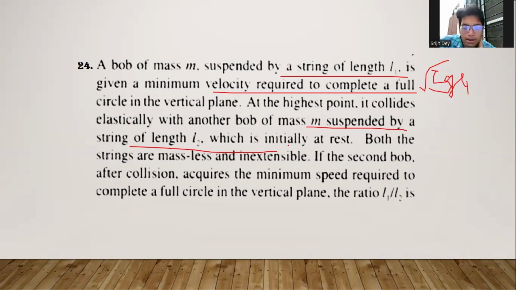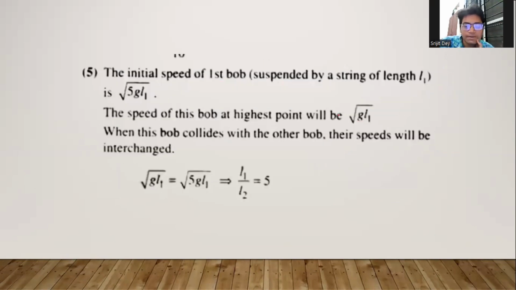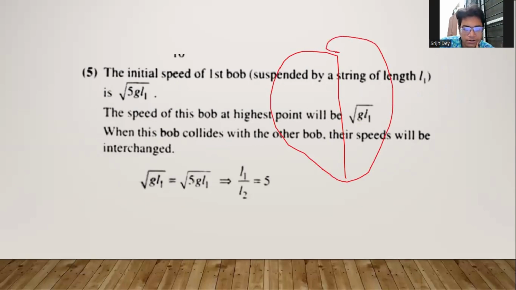Okay. अच्छा, और क्या दिया हुआ है यहाँ पे? ये दिया हुआ है कि हाईएस्ट पॉइंट में एक मास से कोलाइड करता है जो L2 लेंथ से दिया हुआ है. ओके, फिर इसके बाद both strings are massless and inextensible. फिर minimum speed required to complete a full circle in a vertical plane, इसका मतलब है जो वर्टिकल प्लेन में पूरा कंप्लीट करने के लिए तुमको लगता है under root gL2, और यहाँ पे इसको 5gL1 दिया गया था.